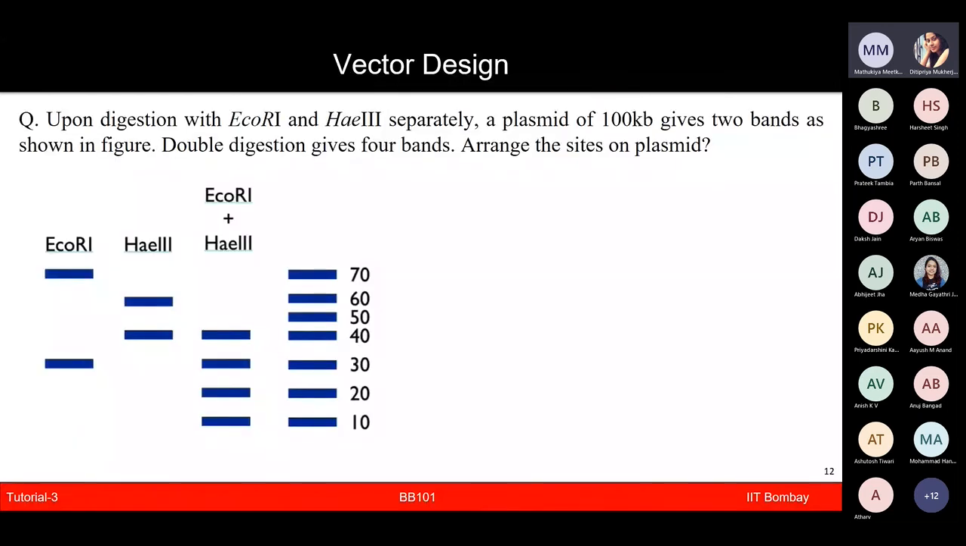So vector designing. Vector designing is very essential for any cloning experiment. We have to choose, there are a plethora of plasmid vectors, and many vectors have their own purposes. Whenever you need them for any cloning experiments, you'll dig deep into it and you'll learn that there are cloning vectors.